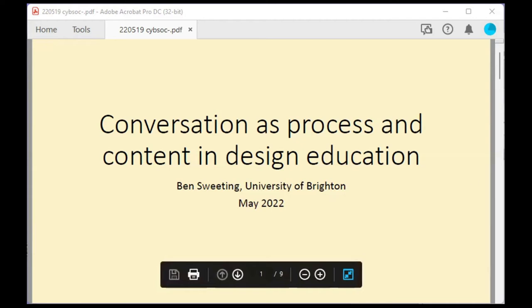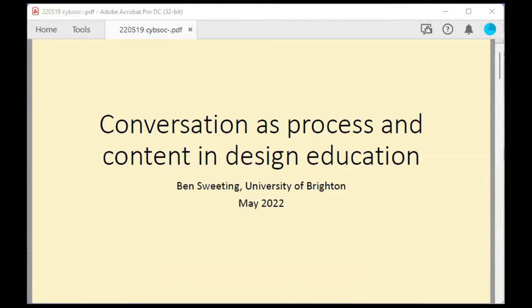And the thing I'm gonna try and pick out is something particular that happens in these kinds of contexts, which I think is really valuable and you can build from it, which is where conversation can be both process and content. And I'm going to talk that through in quite a pedagogical way, I think, referring to my own practice, and then maybe speculate a bit on what other things you can do with that.